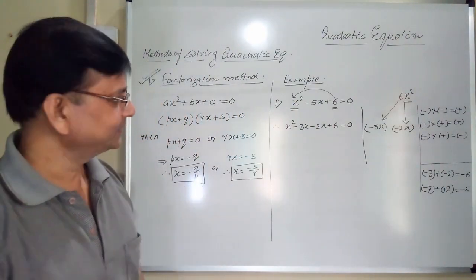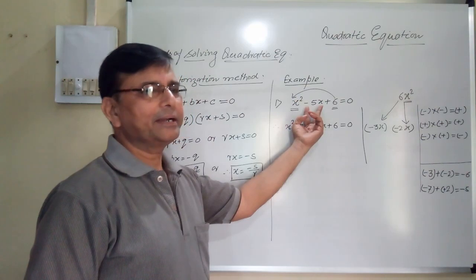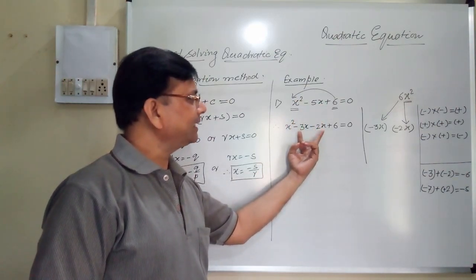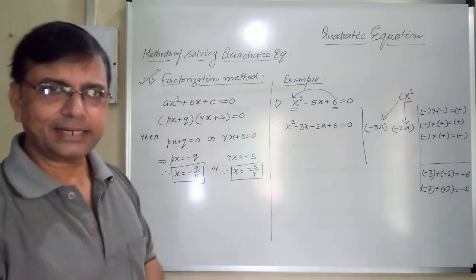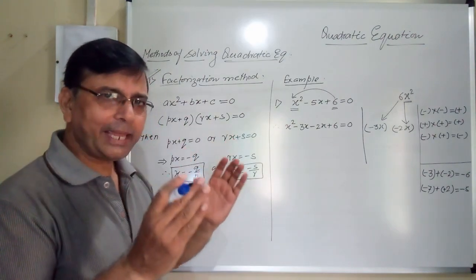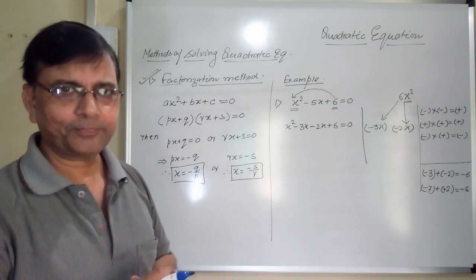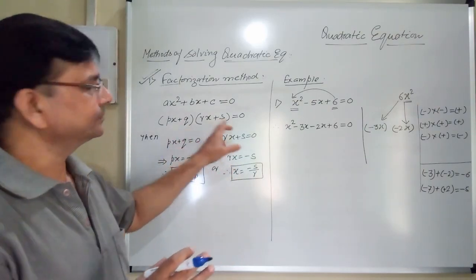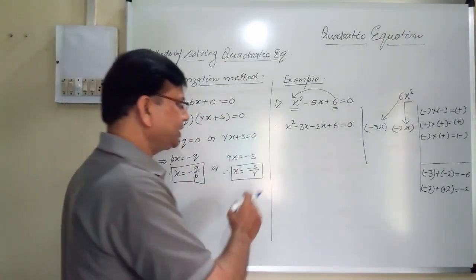Clear? It is called splitting the middle term. Minus 5x is written in terms of minus 3x minus 2x. Then why did I write this? That also is required to be understood. We want to make this expression into two factors. Factors means linear factors like this. This is the fundamental. You must remember this. Now we will proceed further.